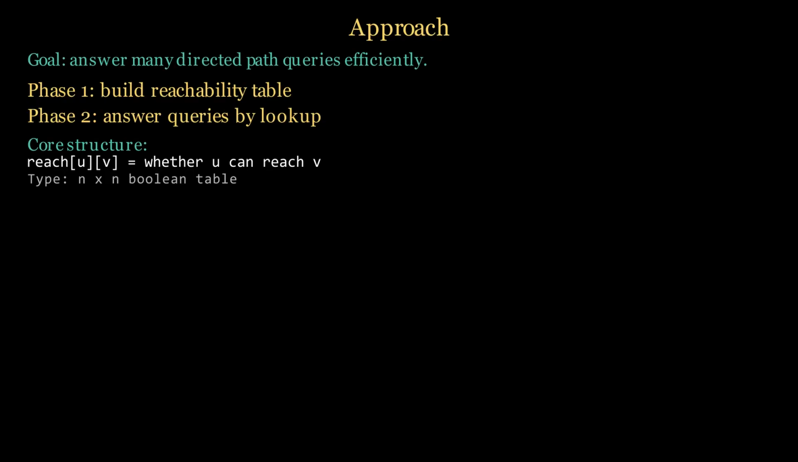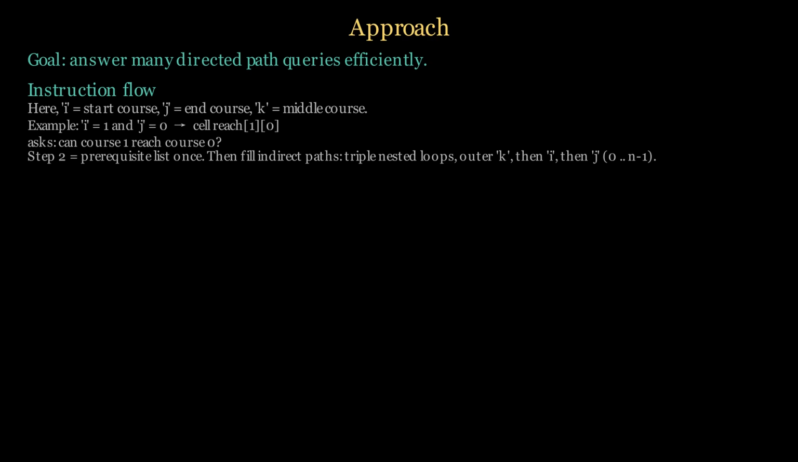The single data structure is a Boolean matrix. Cell U, V tells whether course U is a prerequisite path to course V. Think of i and j as row and column names in the table. For example, cell 1, 0 asks whether course 1 can reach course 0. Step 2 only walks the prerequisite list to mark direct edges. After that, filling indirect paths does not use the prerequisite list anymore.